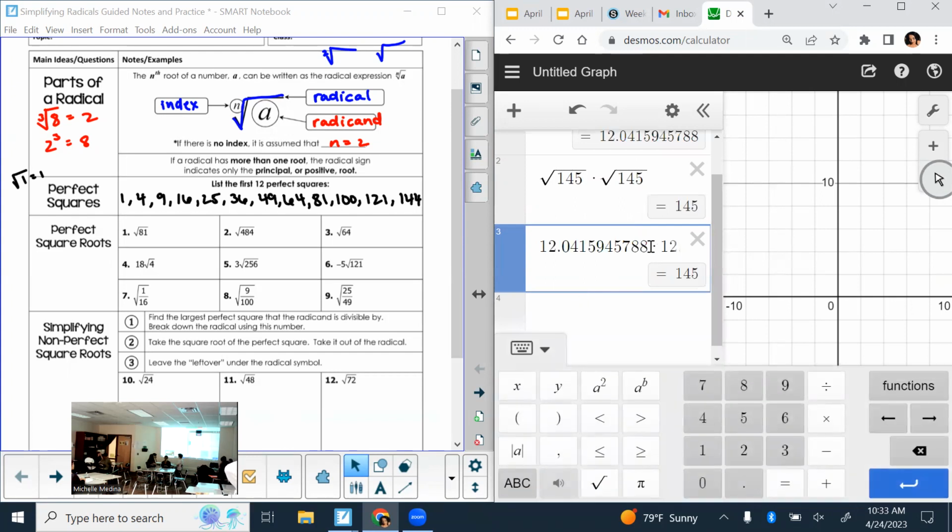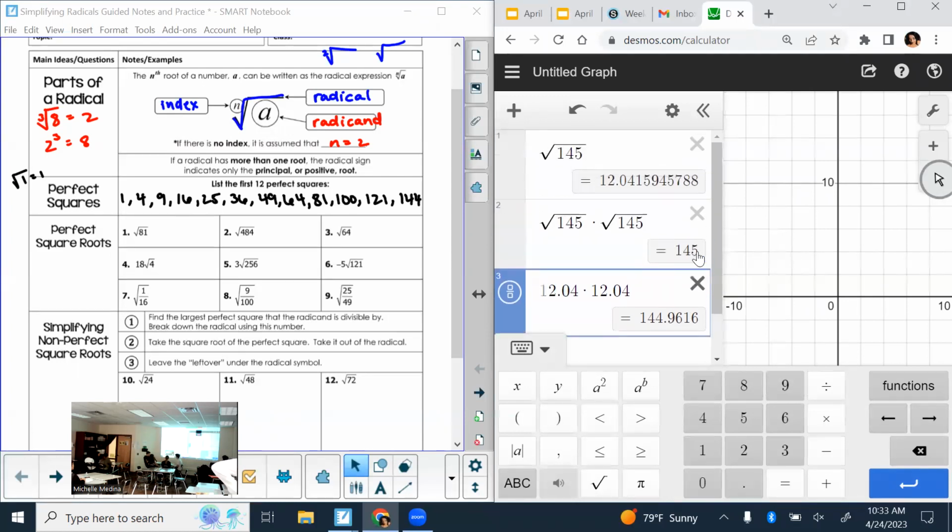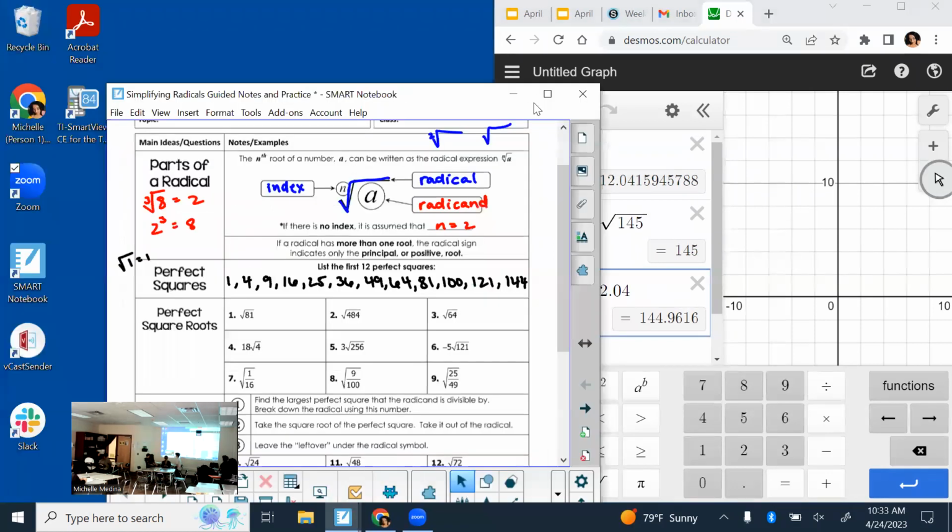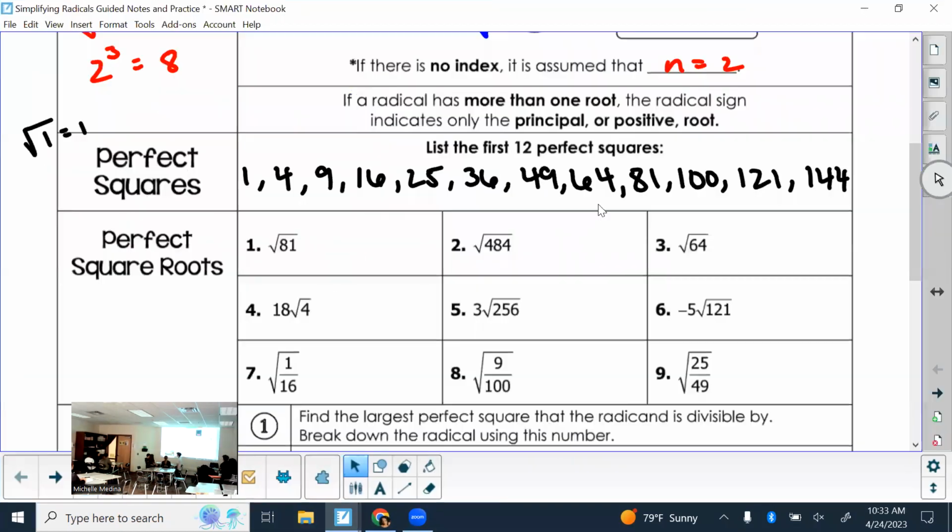All right, but what I was trying to show you is that if you round it, so say we rounded it to 2 spots, 12.04 times 12.04, I'm not getting 145 exactly. So we don't want to use the decimal approximation. We want to simplify the radical, which is what we're going to do. All right. So these ones are perfect square roots.